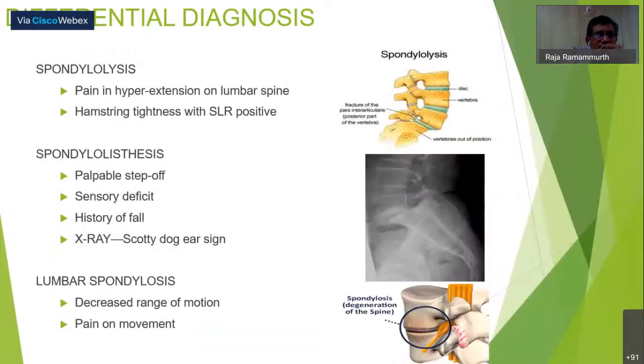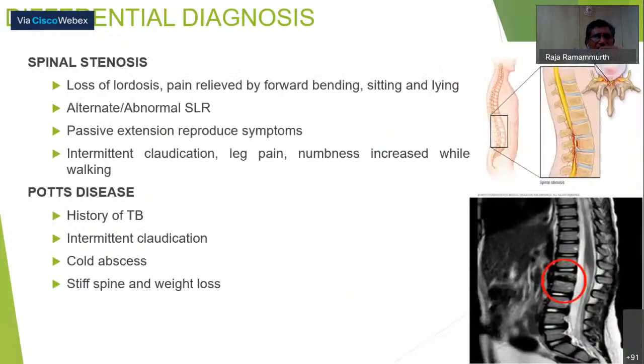Then the next condition which comes under the differential diagnosis is spinal stenosis, where we can see the picture where there will be loss of lordosis, pain relieved by forward bending, sitting and lying, and alternate or abnormal SLR can be seen. In this case, passive extension reproduces the symptom. There will be more pain whenever we do the passive extension, and there will be intermittent claudication, leg pain, and numbness increased while walking, and while standing also in a few cases.